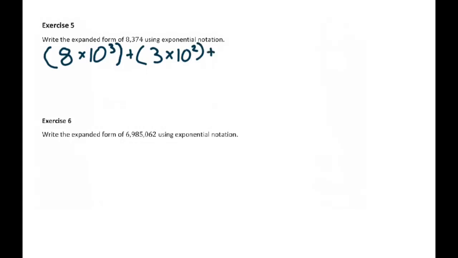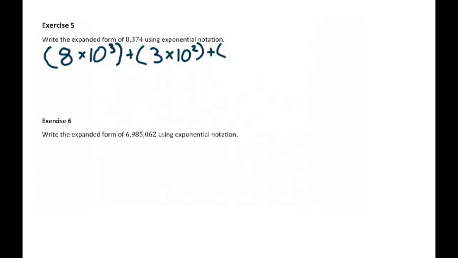Alright, let's try this together, now that hopefully you've tried it on your own. So what do we have in our thousands place? 8,000, that's right. So 8 times 10 to the, how many zeros are there in 1,000? That's right, 3. Plus, now what number is in our hundreds place? If you said 3, you'd be correct. Times 10 to the, how many zeros are there in 100? Times 10 to the second power.